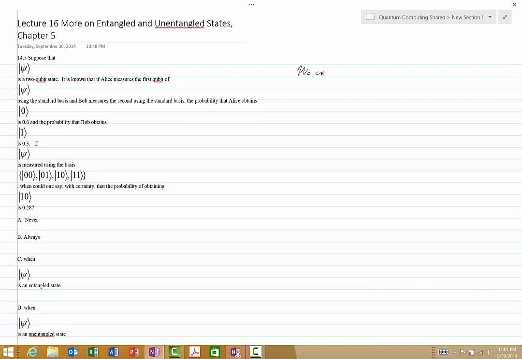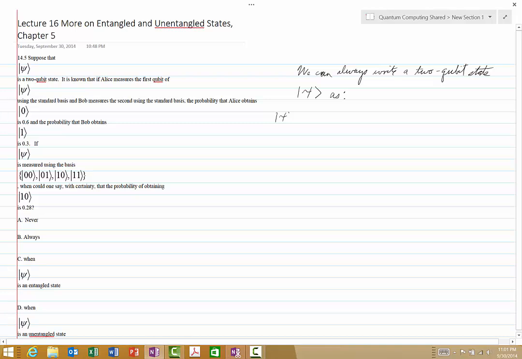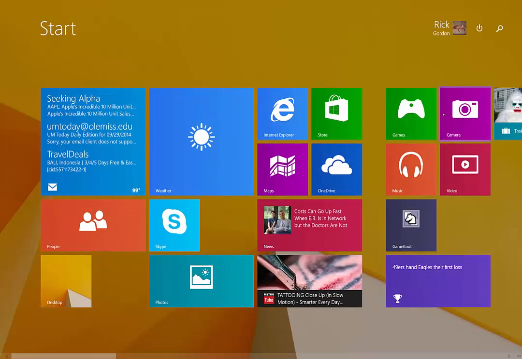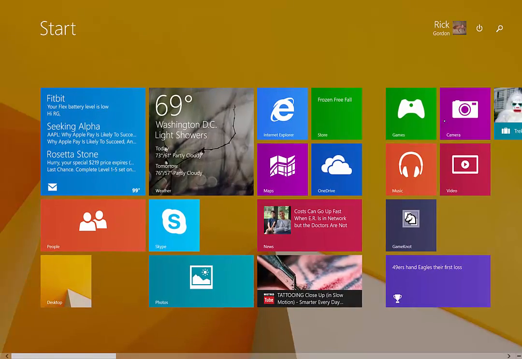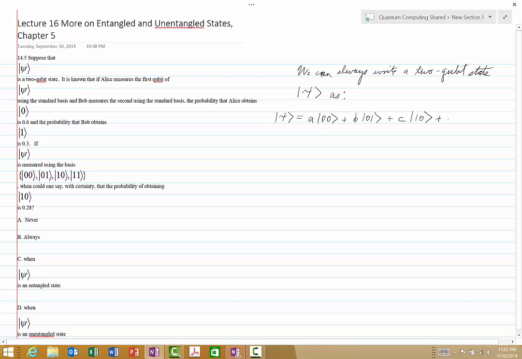We can always write a 2-qubit state C as A|00> plus B|01> plus C|10> plus D|11>.